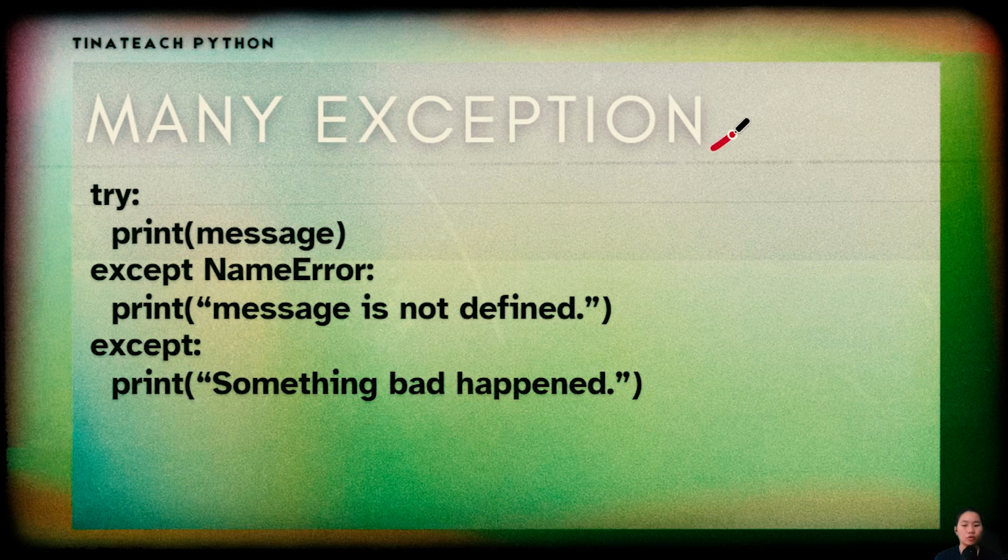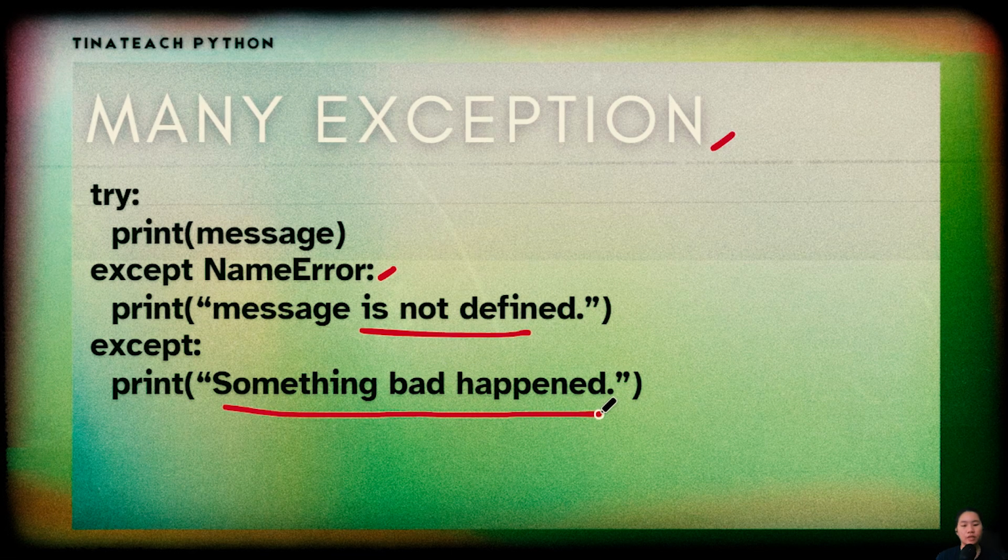Next up, multiple exceptions. You are not restricted to only one exception at a time. Try, print message, the same thing, except NameError, message is not defined. Except, print something bad happened. Okay, so we have two excepts this time and both are valid. And I'm going to show you in a little bit how these two will be displayed, whether it's only this part or both.